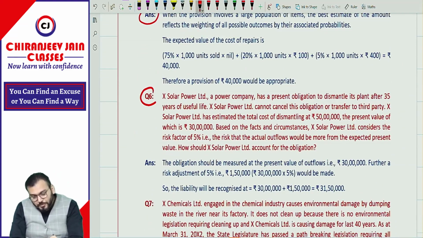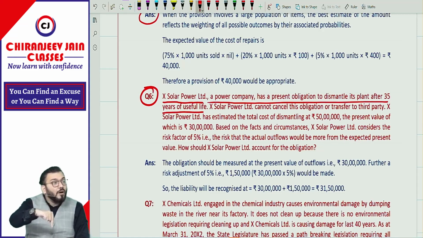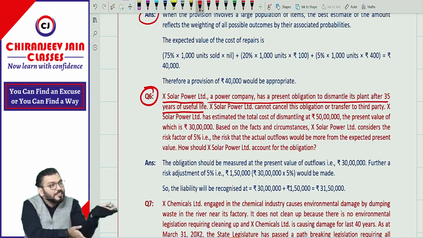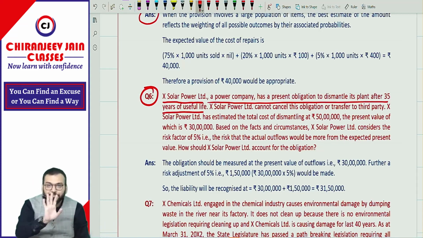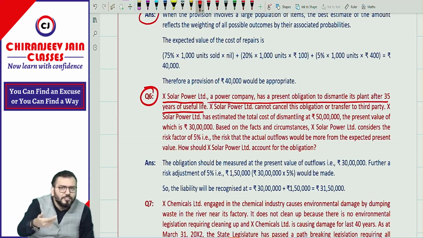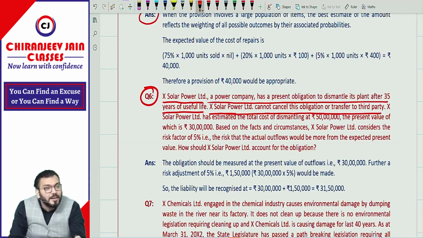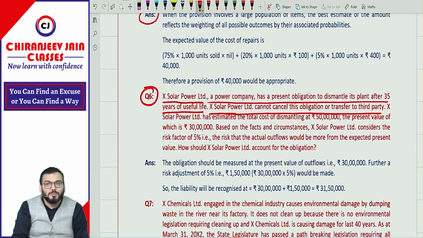Question number 6, what they have given. X Solar Power Limited, a power company, has a present obligation to dismantle its plant after 35 years of useful life. So they have a present obligation to dismantle the plant after how many years? 35 years, correct? So whenever they will dismantle it, we need to incur some dismantling costs, removing costs, etc. Correct? Yes, sir. So X Solar Power Limited cannot cancel this obligation or transfer to third party. Means there is a present obligation and outflow is also probable. Means provision is required.